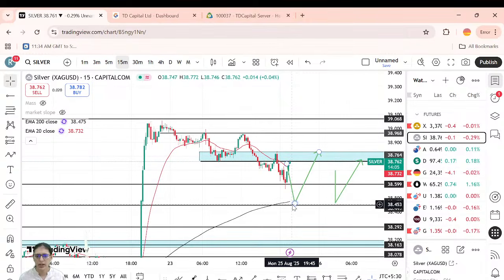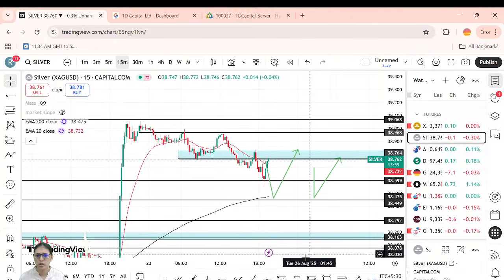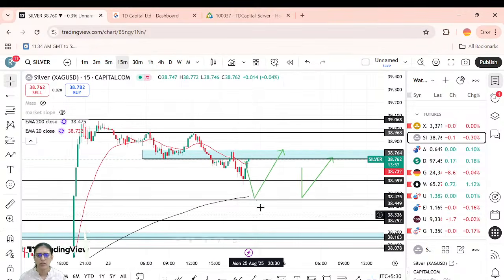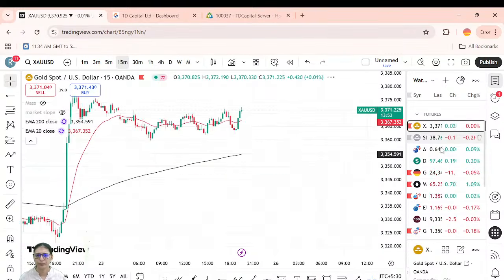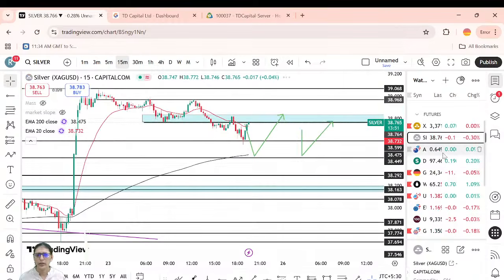Otherwise, if there is a price correction, which should happen because according to the structure that we study here, it should come down till here for a retest, and it should give us a good entry here.